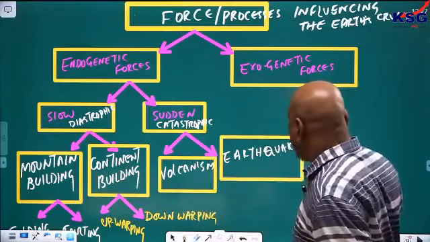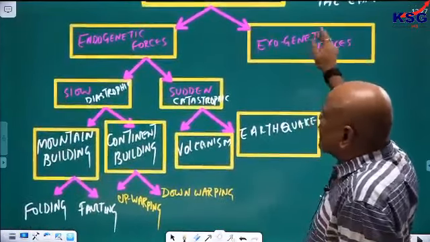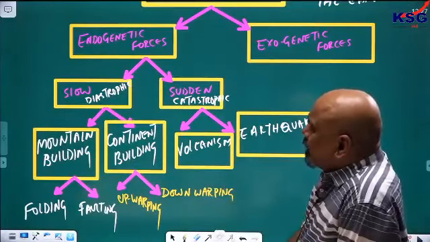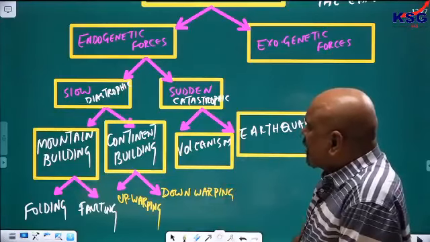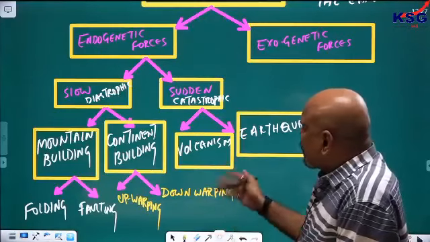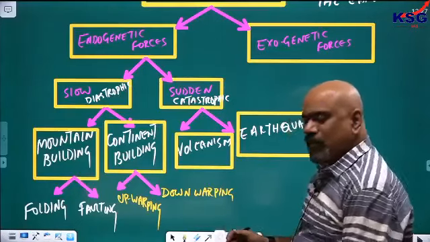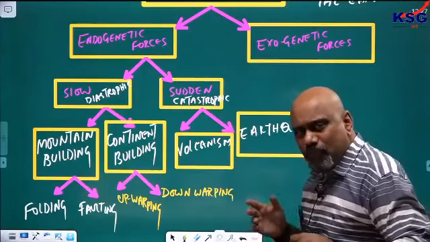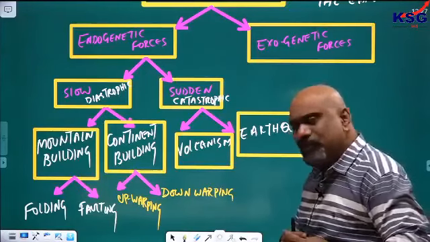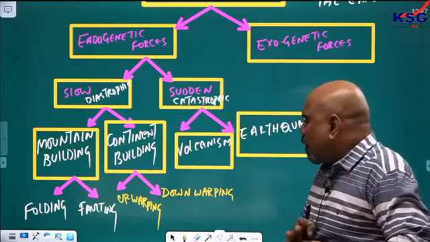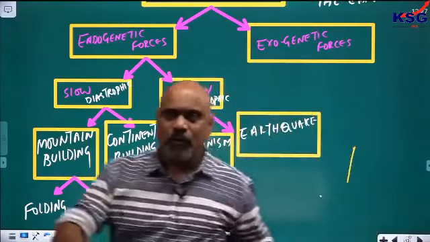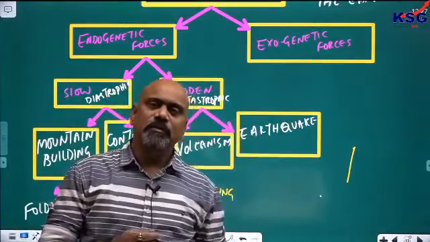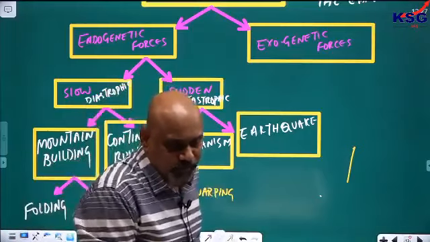I am just giving you a flow chart here to explain the exogenetic forces subsequently. So we have discussed endogenetic forces. Mountain building, how mountains form because of plate tectonics. Continent building, how continents form. Volcanism, earthquake we have done. Folding, faulting: because of compression we have folding, as well as sometimes faulting also. I hope you must have studied that. Upwarping and downwarping: where the continent goes down is downwarping, and if it goes up, upwarping. It is also possible in this case.